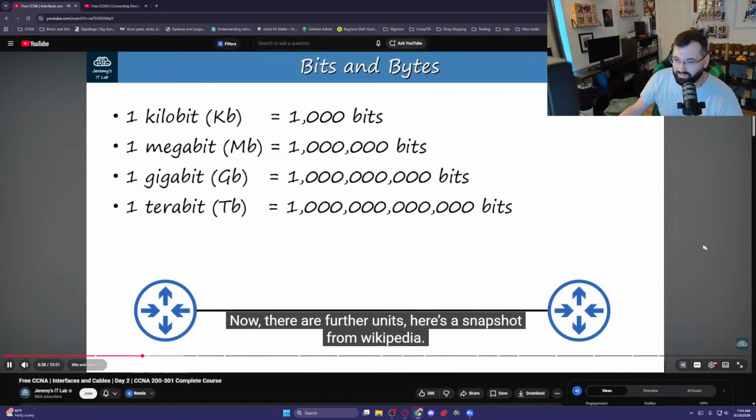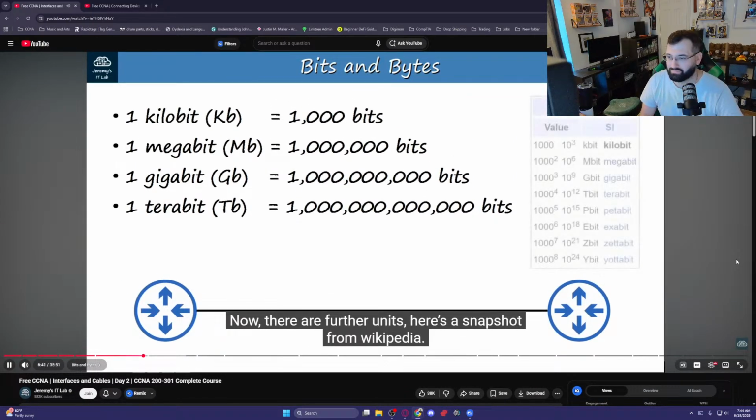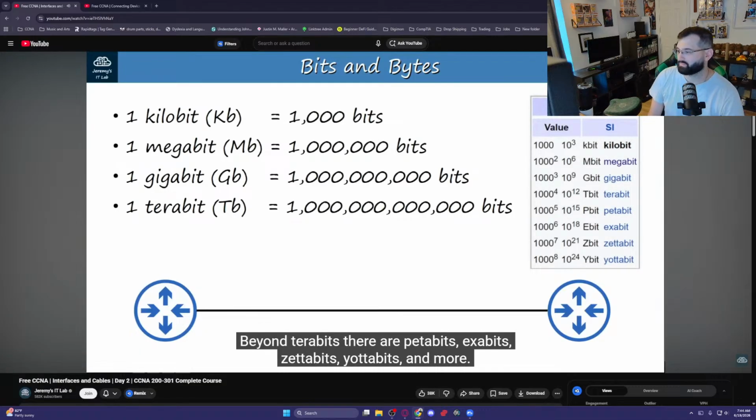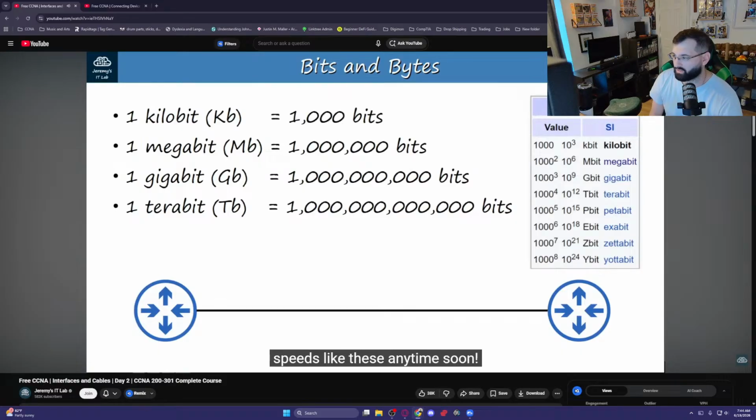Now, there are further units. Here's a snapshot from Wikipedia. Beyond terabits, there are petabits, exabits, zettabits, yottabits, and more. Don't worry about memorizing all of these, though. You're not going to see network speeds like these anytime soon.